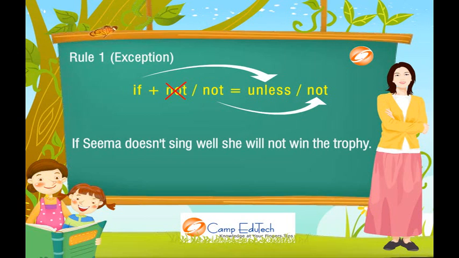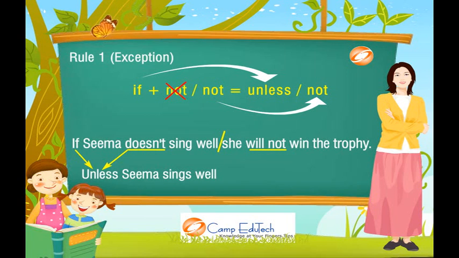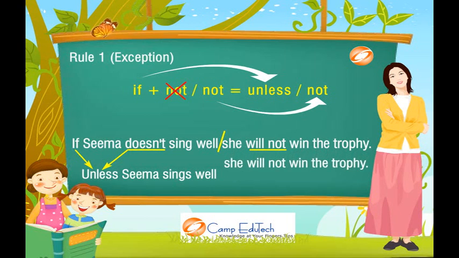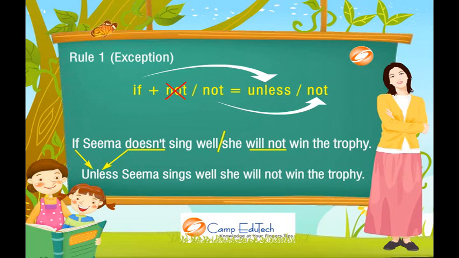Take another sentence. If Seema doesn't sing well, she will not win the trophy. This sentence is an exception to Rule 1 as there is a negative word doesn't on the action side and will not on the result side. If Seema doesn't sing well will now read as unless Seema sings well. The result must be added on, though there is a negative word not over there. The entire sentence will now read as unless Seema sings well, she will not win the trophy.